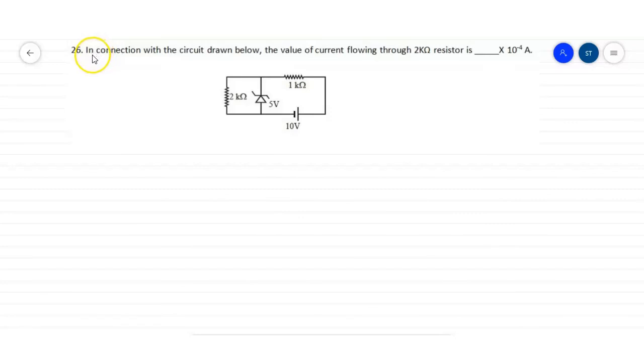Hello everyone. The question given is, in connection with the circuit drawn below, the value of current through the 2 kilo ohm resistance is dash. So if you see the 2 kilo ohm resistance here, it is connected in parallel to this Zener diode, which is in reverse bias condition. And it is given that the voltage drop across the Zener diode will be 5 volts.